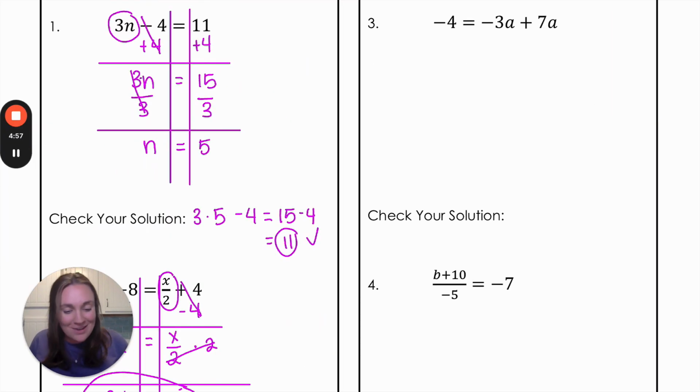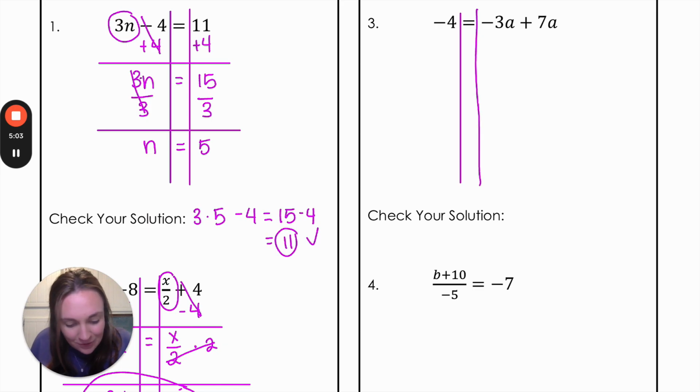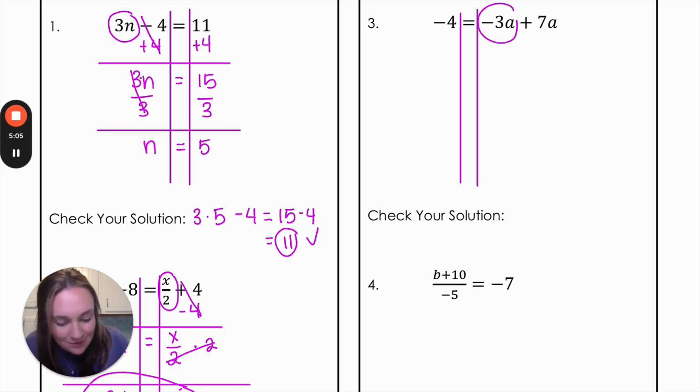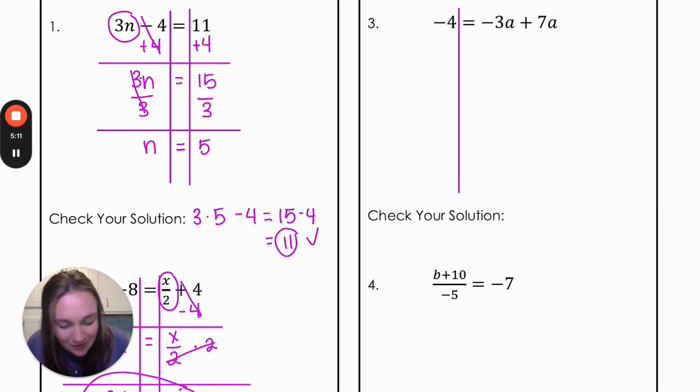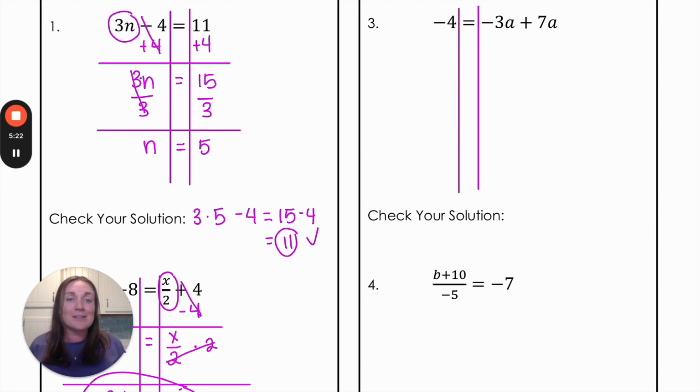All right, number 3, we're gonna do the same thing. So we're gonna draw that river or those railroad tracks first. And we are going to circle our -3 with our A this time. All right, this time we'll notice we have 2 variables. And if you remember from previous videos, this -3a and +7a are like terms because they both have that same variable a. So this time the first step is going to be to combine like terms.